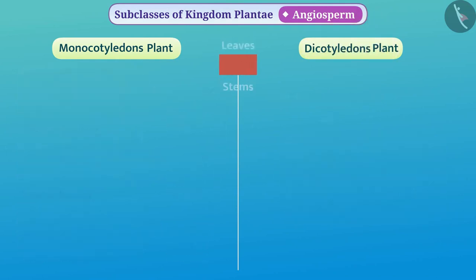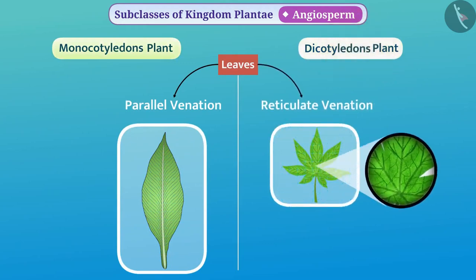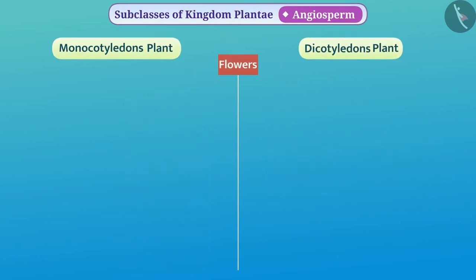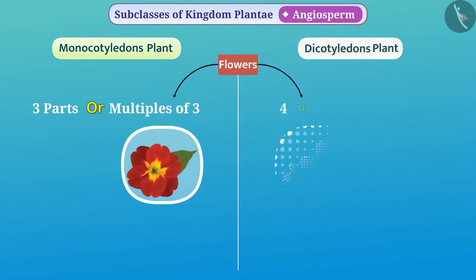In case of leaves, the leaves in monocot plants have parallel venation, while the leaves in dicotyledon plants have reticulate venation. Flowers of both types of plants are also different. In monocot plants, flowers have three parts or multiples of three, whereas in dicotyledon plants, flowers have four or five parts.